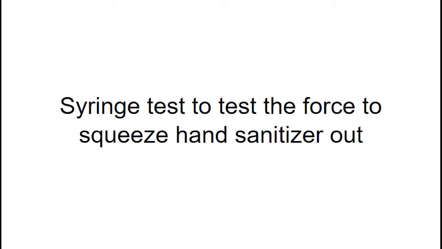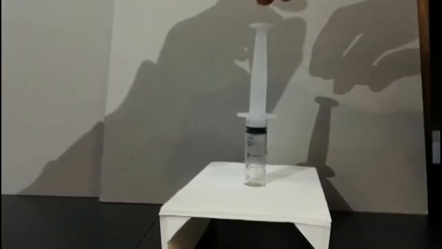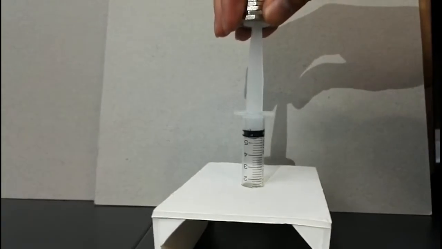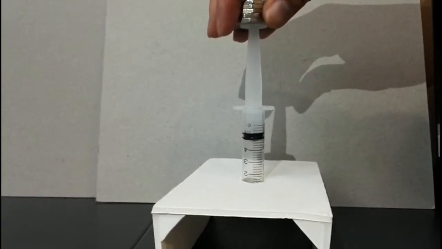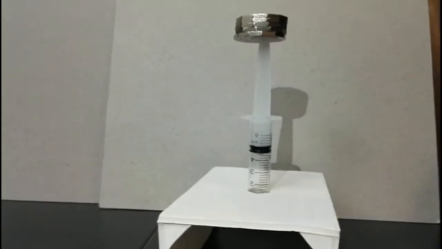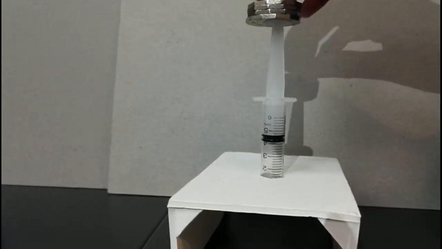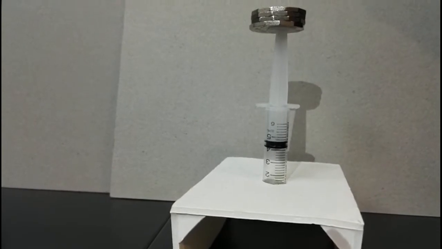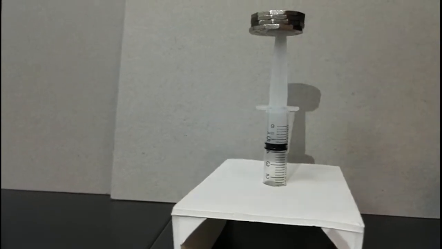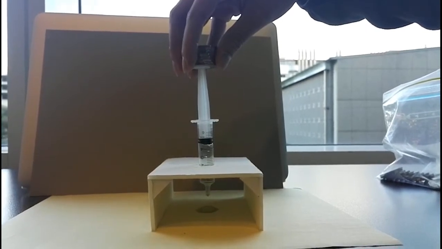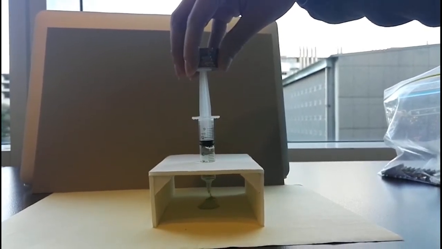We did a syringe test on hand sanitizer. In order to reduce the impact of static friction force within the needle, we pushed the piston with some 50 cent coins until it started moving, and moved coins one at a time until the piston stops moving. We can calculate the differences of pushing force that move the piston, which is the force we can squeeze hand sanitizer out.